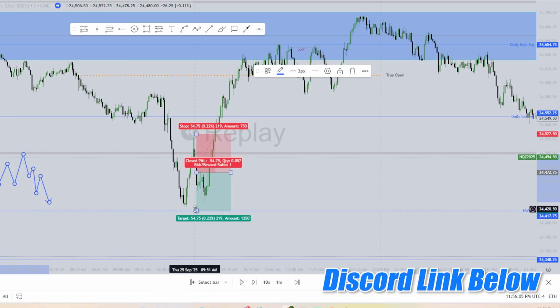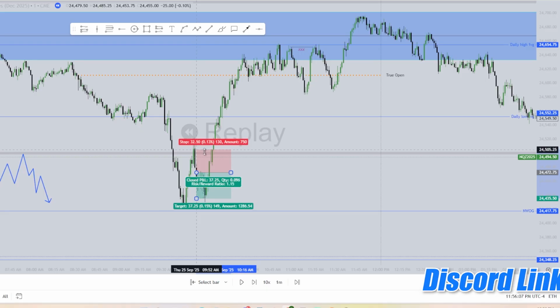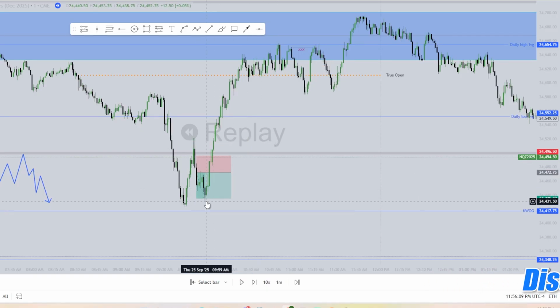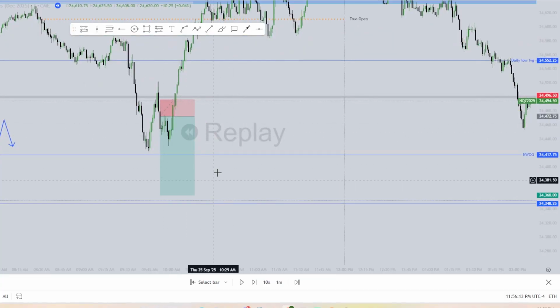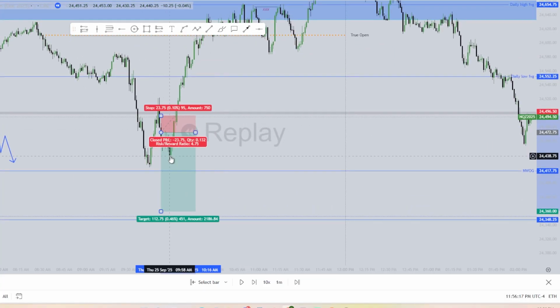Got in. Took a partial right there. And I had a runner going to what? New week opening gap, because this is what I was targeting. Had 2 contracts. Took off one right here. The other one got stopped in profit.